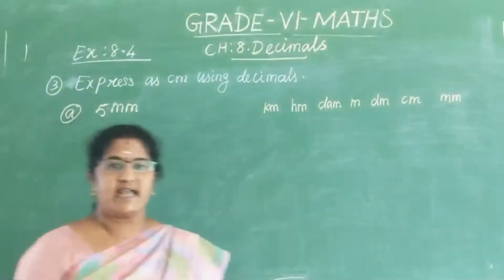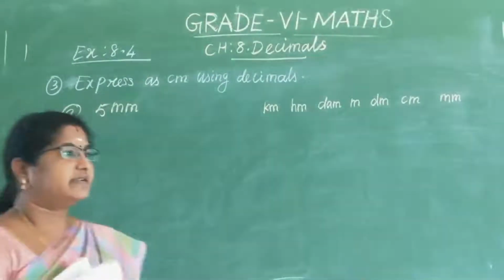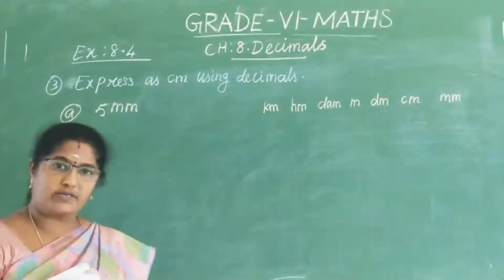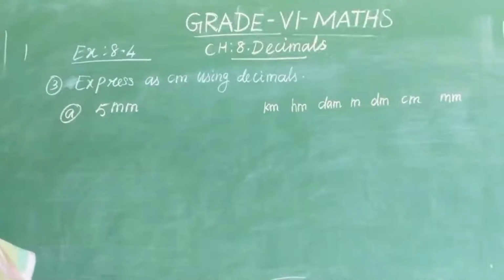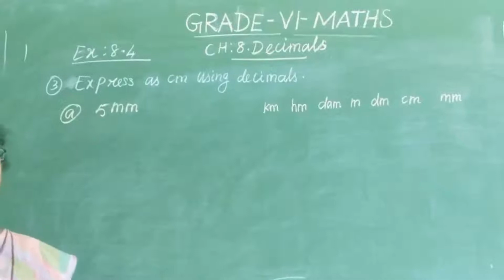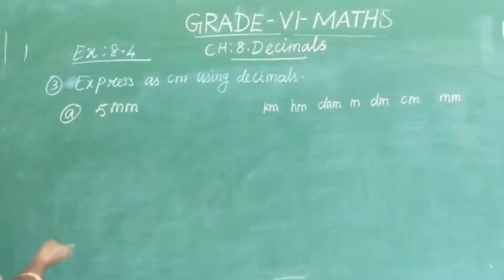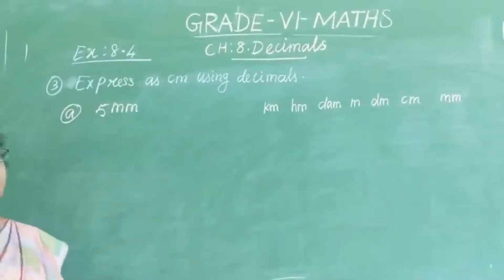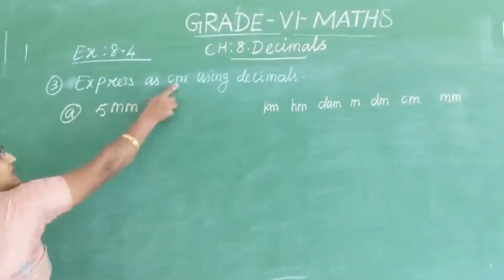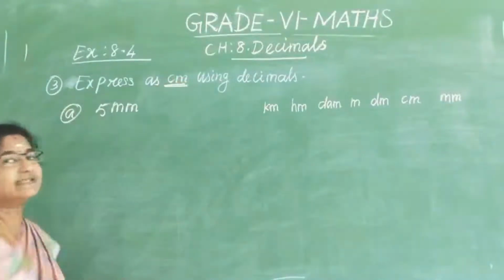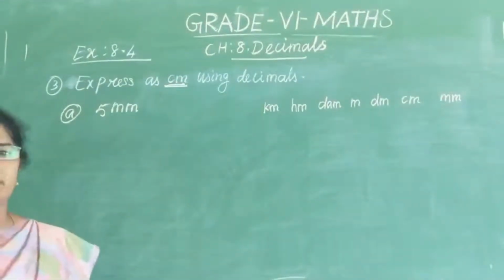Now in the exercise 8.4, we have already completed 2 Romans. Now we are going to see the 3rd Roman: express as centimeter using decimals. The given questions are in millimeter. In this Roman, all the questions are in millimeter. We express millimeter as centimeter.